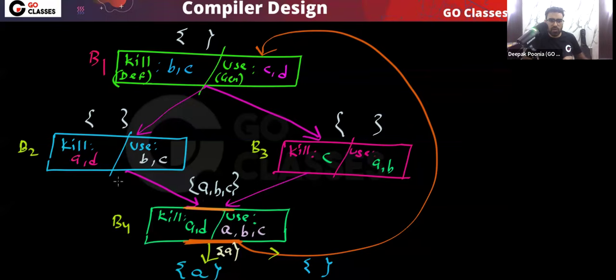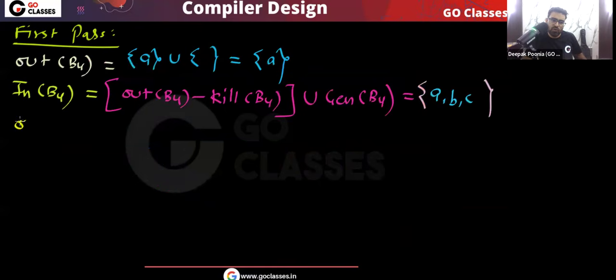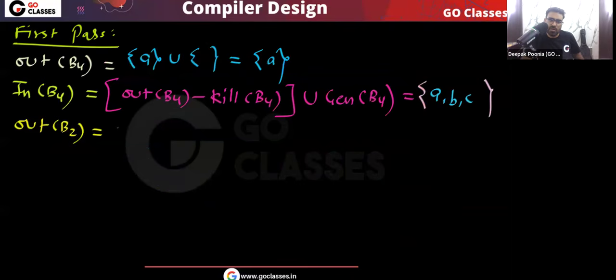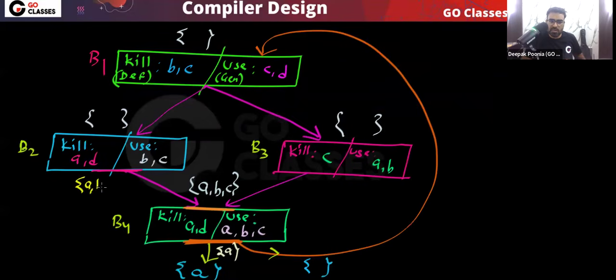Now you tell me what will be out of B2. Let me know what will be out of B2. Here you can notice that from the B2 point of view, there is only one successor, only one outgoing edge from B2, that is B4. So what will be out of B2? That will be same as in of B4. In of B4, we have already found, that is ABC. Very simple. So here also we got ABC.